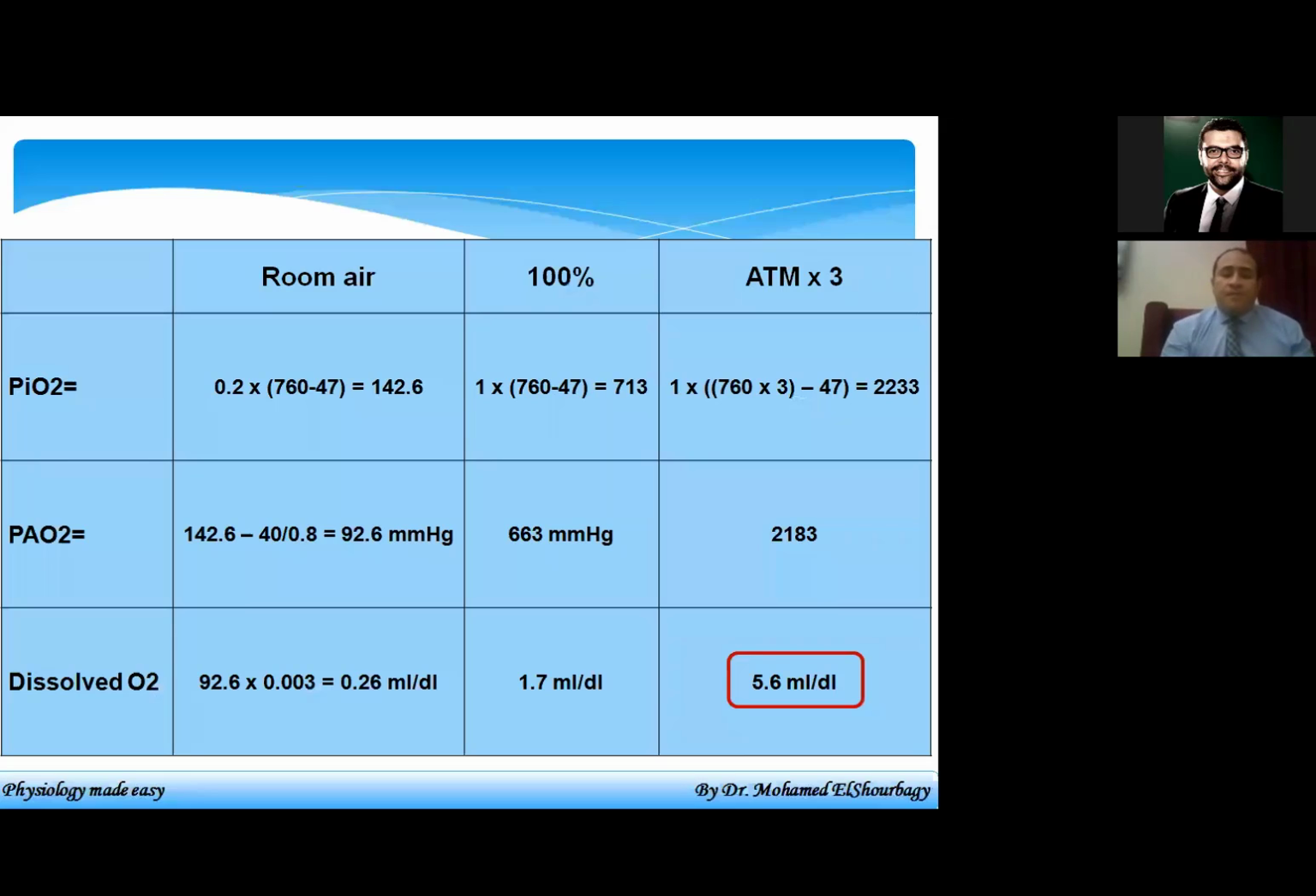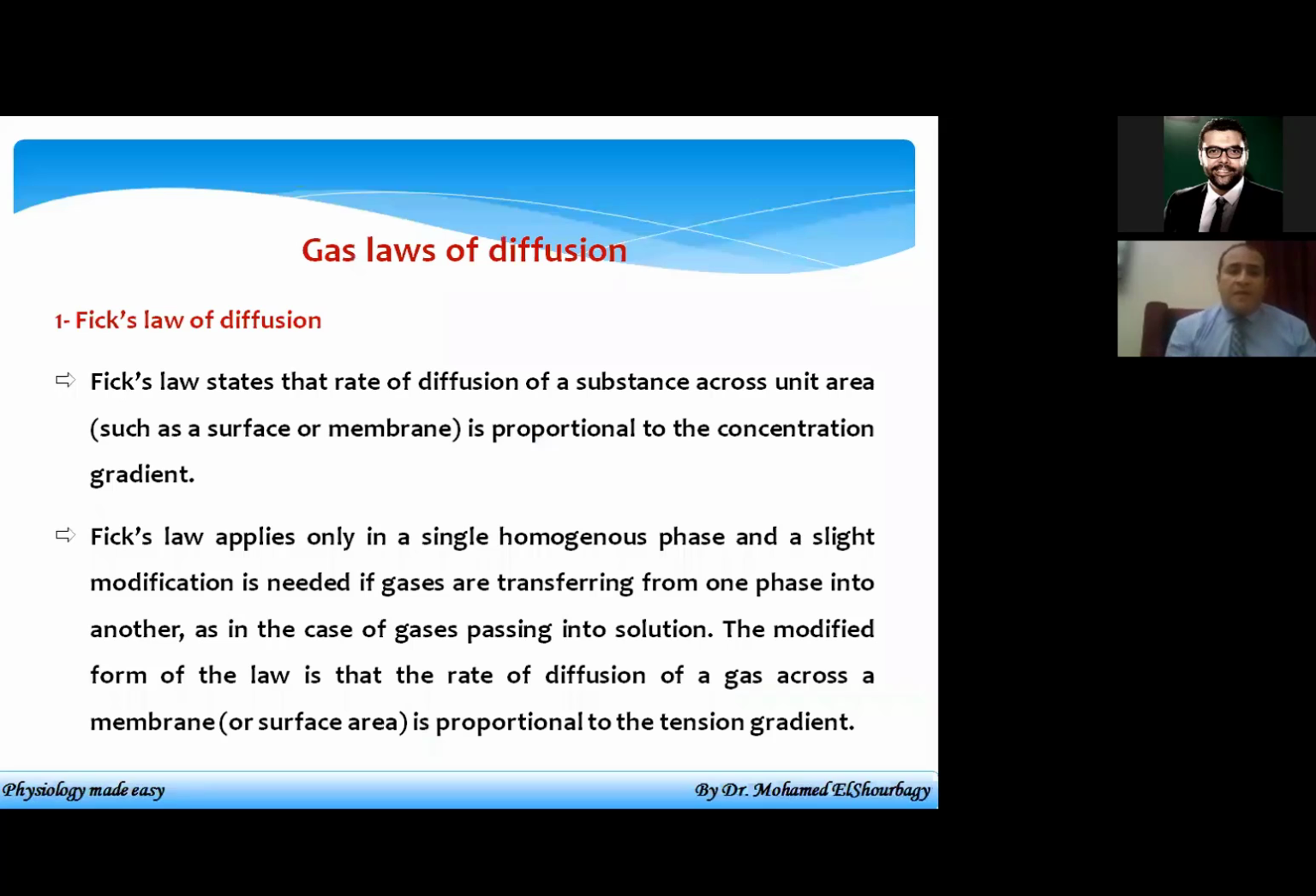This is the equation that we can collect from this table: PO2, then we will gain the alveolar O2, then we multiply by the solubility coefficient to get the dissolved oxygen. At 3 atmospheres, the dissolved oxygen will be raised 3 times to get 5.6 ml per deciliter. Okay. So what about gas laws of diffusion?